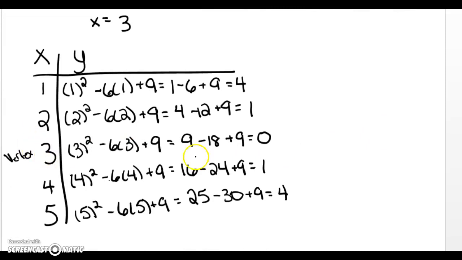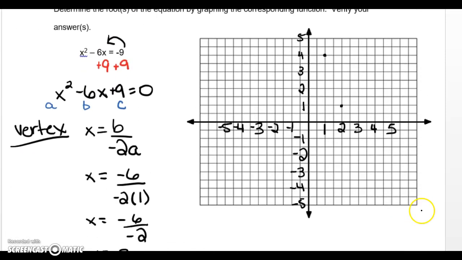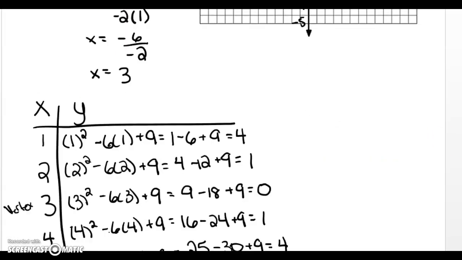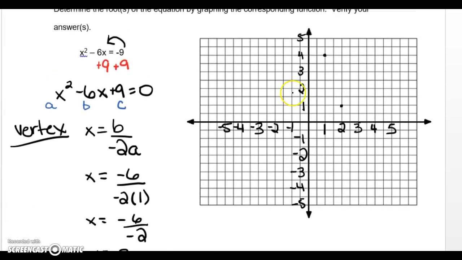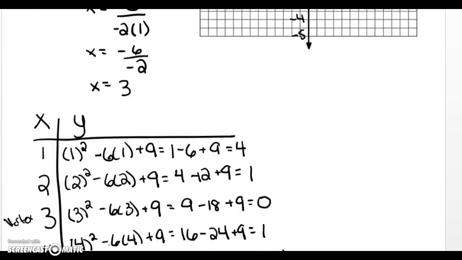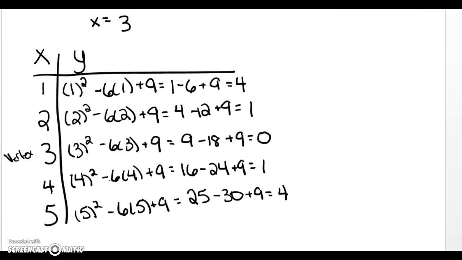Then our x value here is 3 and 0. That's our vertex. Then our next value is 4 and 1. And then that last y value that we had there was 5 and 4.